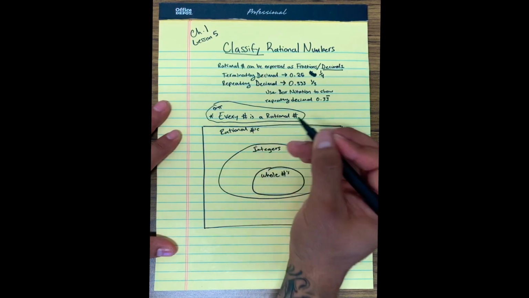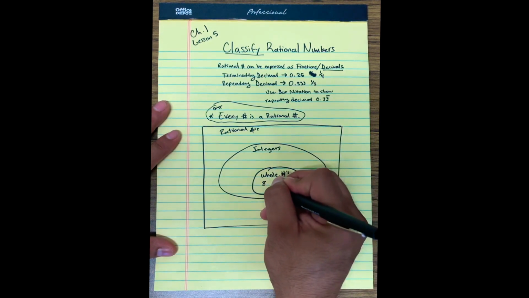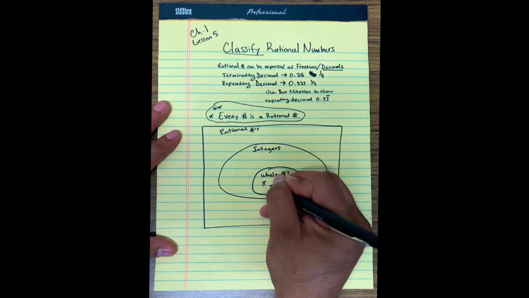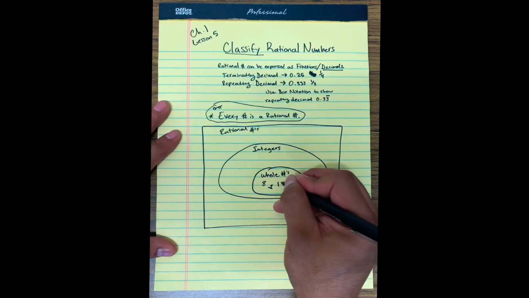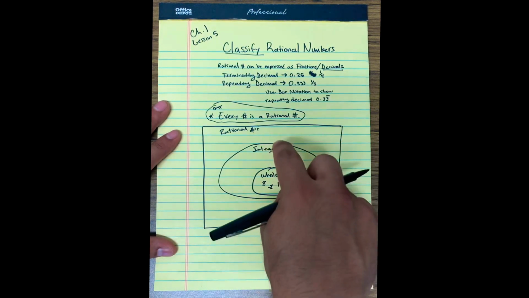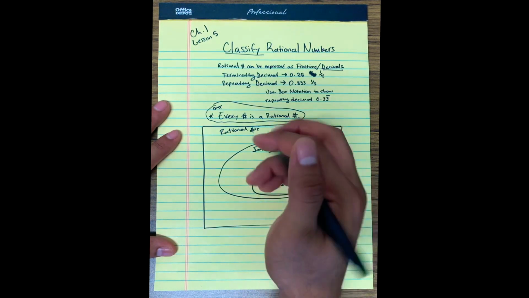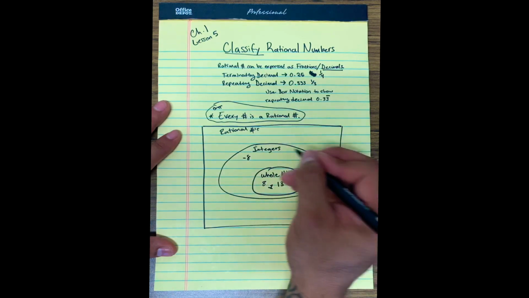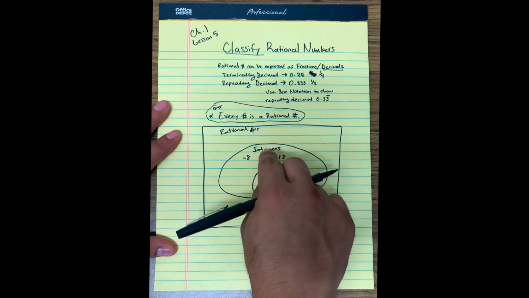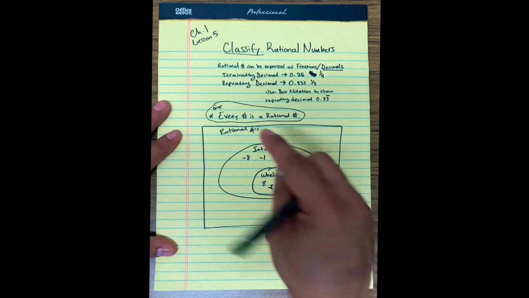So I drew a huge square because rational numbers are every number. And then I drew integers within the square of rational numbers, and then within the integer circle I drew whole numbers, a whole number circle. And I already put some whole numbers in there like 8, 1, 13. Now, do you remember what integers are? They are whole numbers, right? And they're opposites. Make sure to include 0. So, the opposite of an 8 is a negative 8.